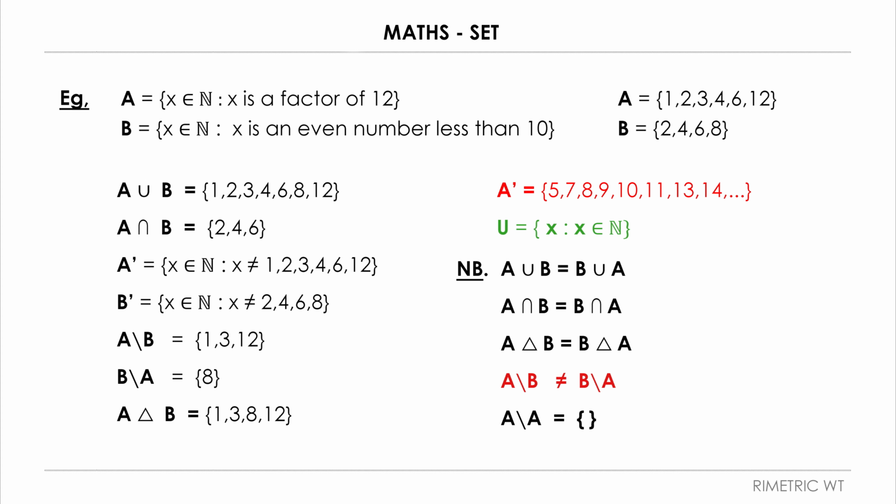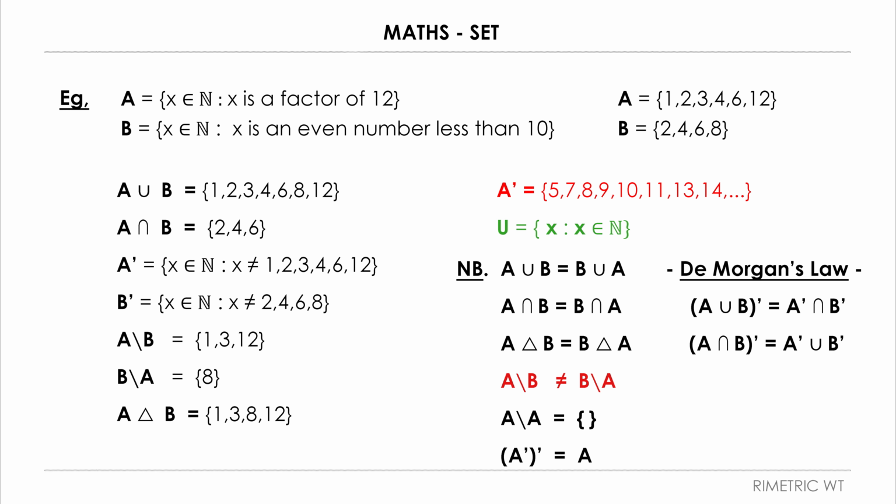The other point is that a double complement of any set is the set itself. De Morgan's law also applies here between union and intersection, the same as we'd seen in logic, where union and intersection act as disjunction and conjunction, whereas complement acts as negation.